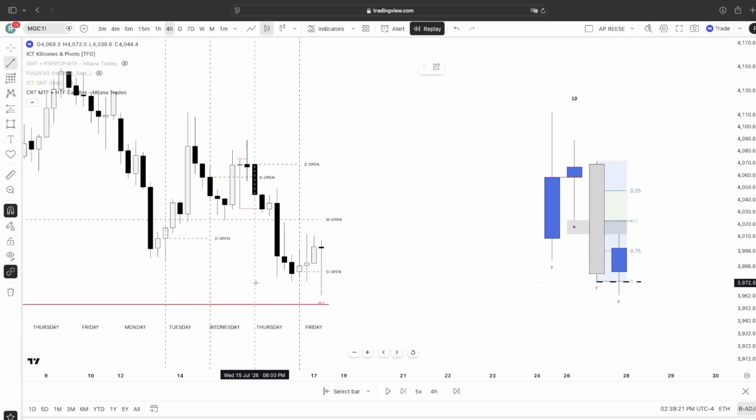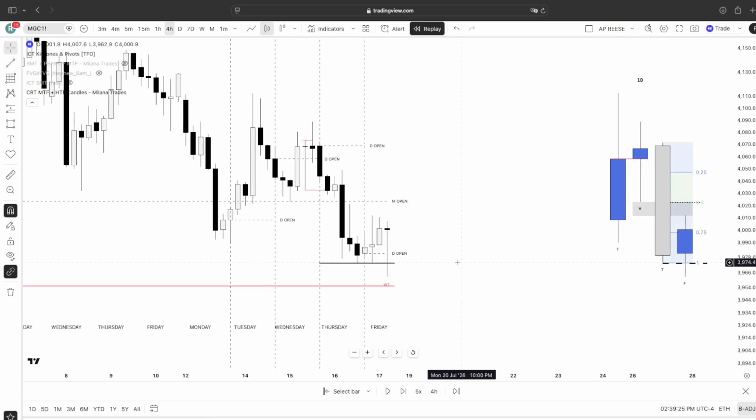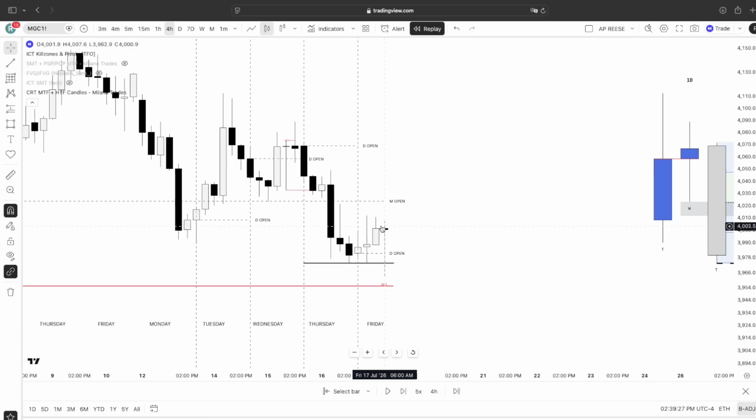So we got these previous day's lows getting swept out. That tells me that price was accumulating and then we got some type of manipulation here. And now that we got this manipulation, we can start looking for a candle 2 setup.